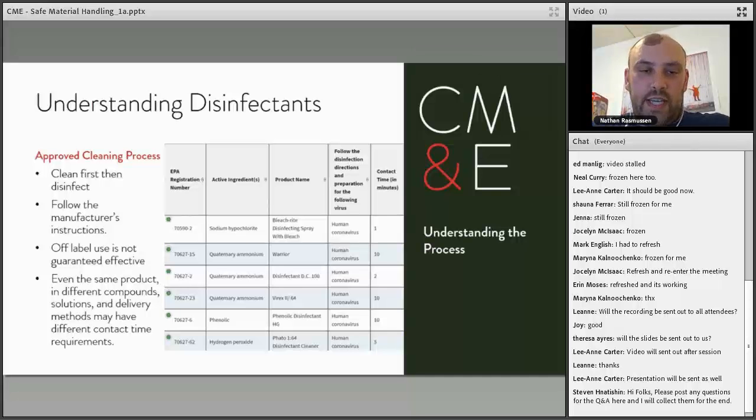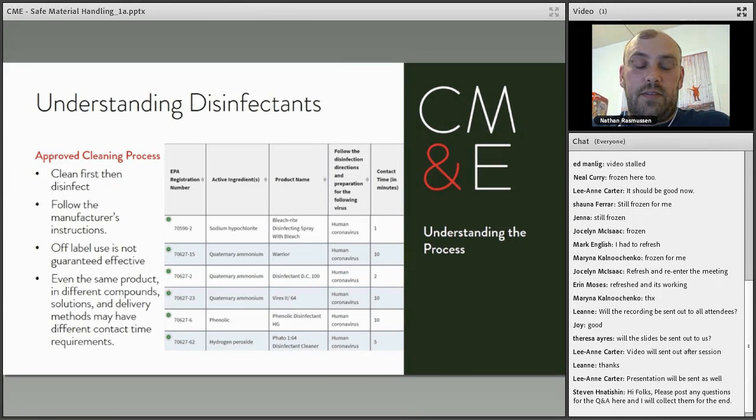If you take a look at this list we've got here, right at the top, sodium hypochlorite is the active ingredient, and the product name is Bleach Right Disinfecting Spray with Bleach. That one will kill the human coronavirus, and this is a screenshot directly from the EPA list, which lists the contact time. We don't have that on the Health Canada website, and that's too bad, but we do have the EPA that we can cross-reference with.